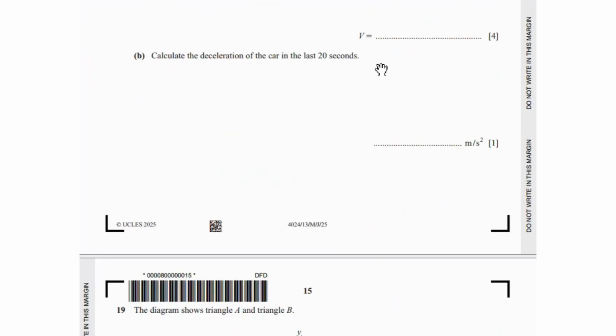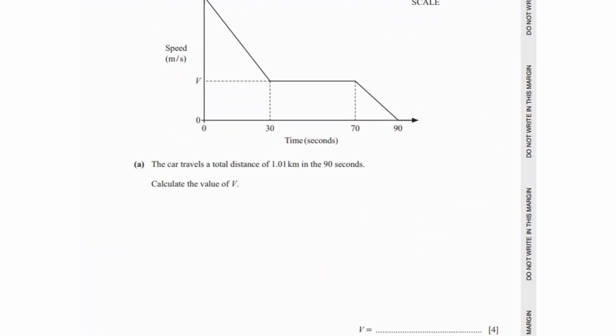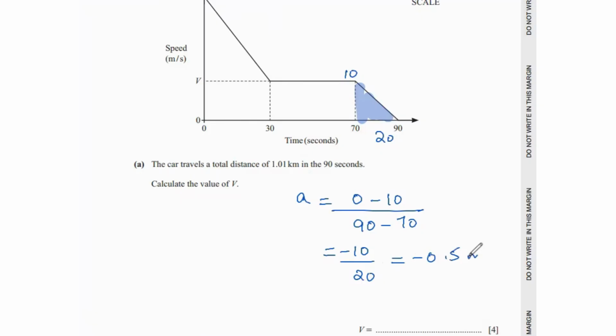Calculate the deceleration of the car in the last 20 seconds. So this is basically this part over here. This is your last 20 seconds. So we have this difference as 20. This is 10. So deceleration is going to be 0 minus 10 divided by 90 minus 70. That's going to be negative 10 over 20, which is negative 0.5 meters per second squared.